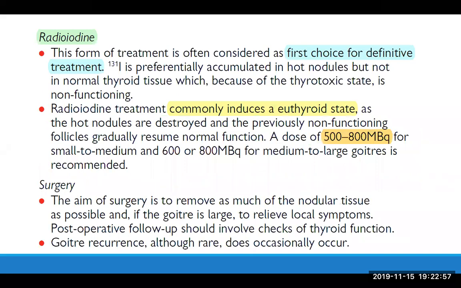Radioiodine, of course, is the first choice for definitive treatment in two cases actually. In a case of toxic adenoma or multinodular goiter, radioactive iodine is the first choice. And the other is every case of a Graves disease relapse: radioactive iodine is the first choice, except if there is non-compliance, or the patient prefers not to have radioactive iodine, or you cannot apply the safety profile for radioactive iodine.